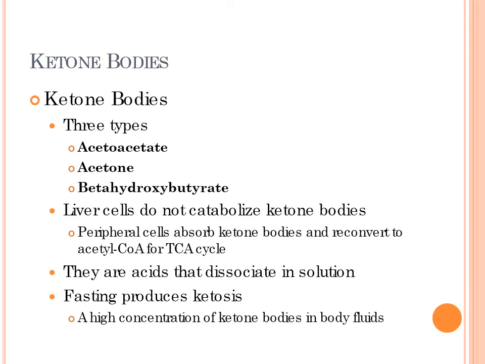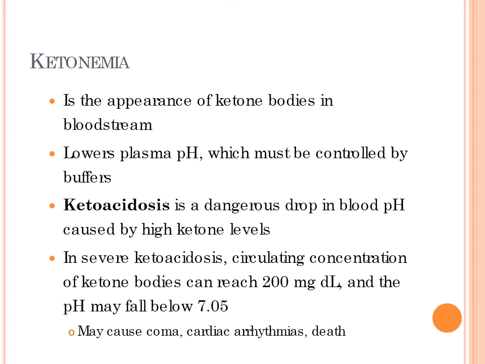Fasting produces ketosis. So if you are not having glucose from your diet, then you end up breaking down more fats and more proteins, and you get a high concentration of ketone bodies in your body fluids. Ketonemia is the appearance of ketone bodies in your bloodstream. Ketone bodies lower your pH within your plasma, and it must be controlled by buffers to keep your pH at normal, healthy levels.